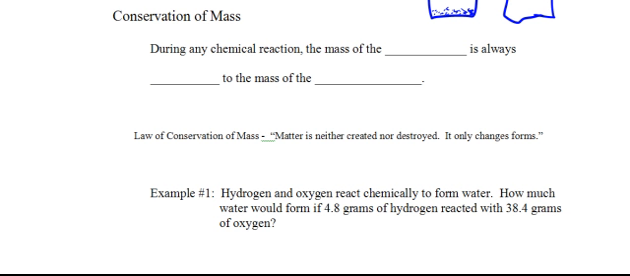During any chemical reaction, the mass of the products, which is what you're ending with, whatever you end with, the mass of that is always equal to the mass of the reactants. Now the reactants are what you start with.